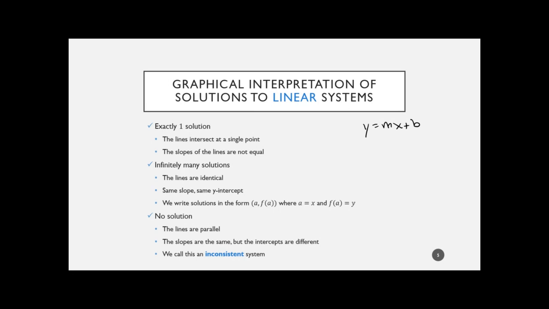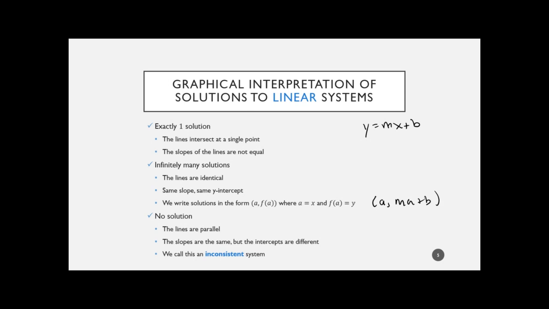And when we write solutions for infinite solutions, we have a form where we write it as an ordered pair, where you have a variable a, and then you plug a into your equation. So it would look something like a and then ma plus b, where m and b are whatever the numbers are for the slope and the y-intercept. That's how we write those solutions.